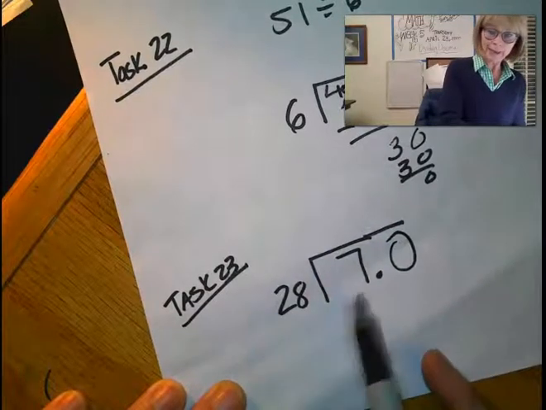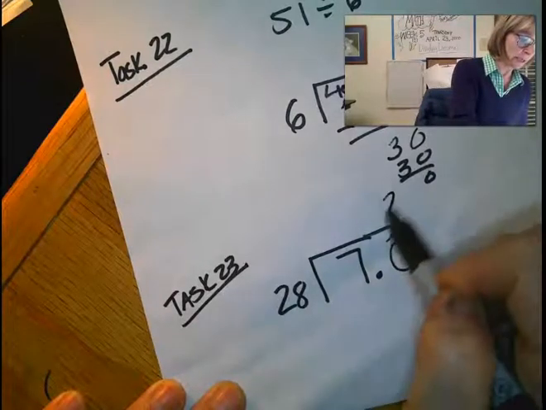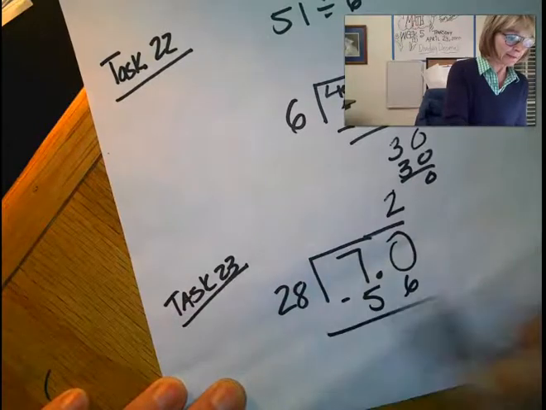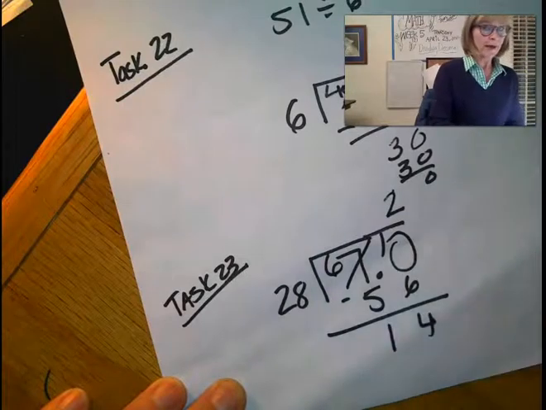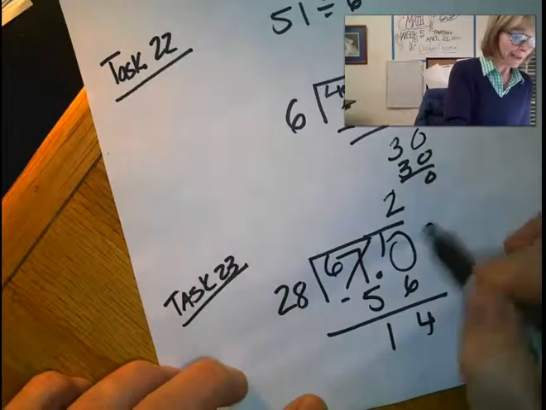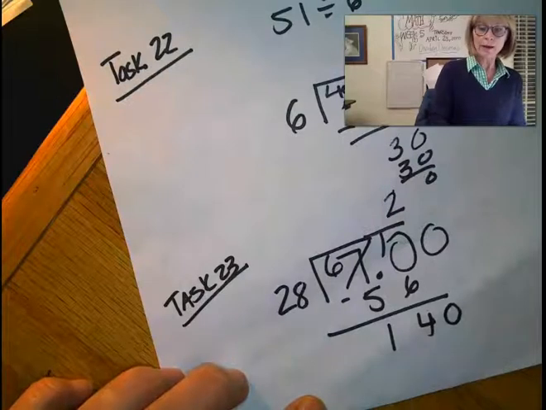And I'm going to say 28 goes into 70 how many times? Well, it's going to go about 2 times. 2 times 28 is 56. I'm going to subtract that, and I get 14 left. Now, I don't want a 14. I'm not going to write 14. So I'm going to annex 0 and bring it down. Now I want to know how many times does 28 go into 140?